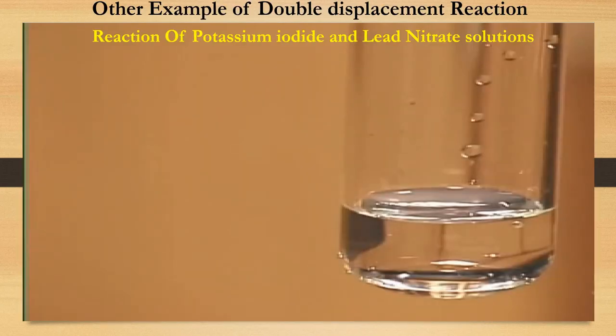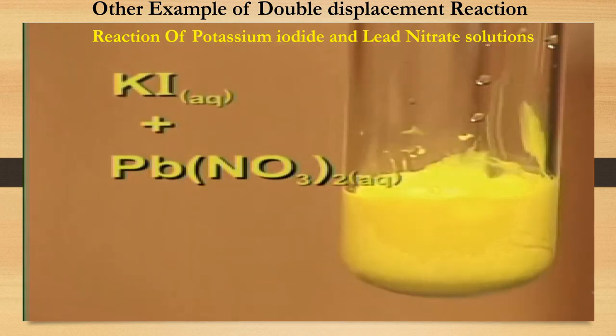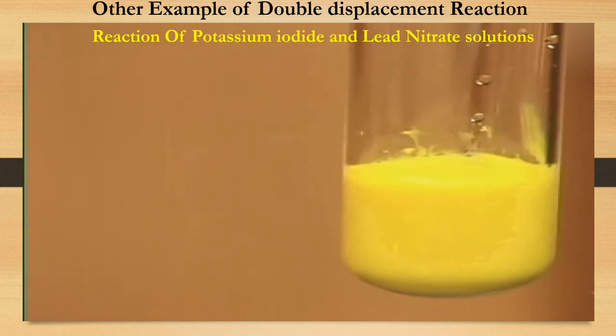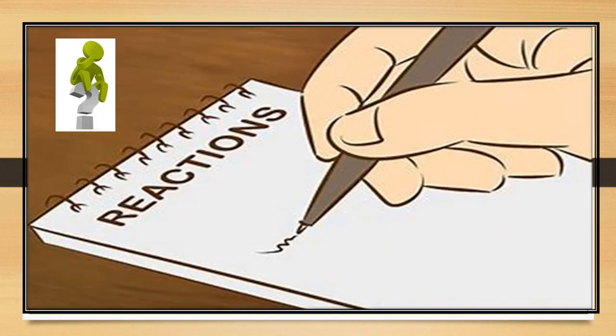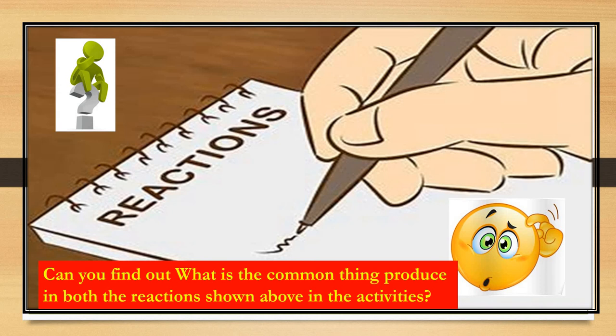Let's see another example of potassium iodide and lead nitrate solution. Both lead nitrate solution and potassium iodide solution are colorless. So when they are mixed, it gives a yellow precipitate of lead iodide. Can you write the reaction for potassium iodide and lead nitrate? Can you find out what is the common thing produced in both the reactions?